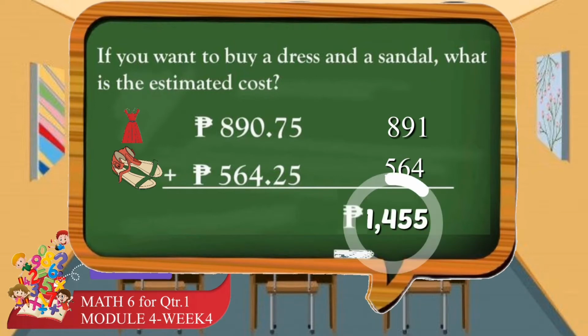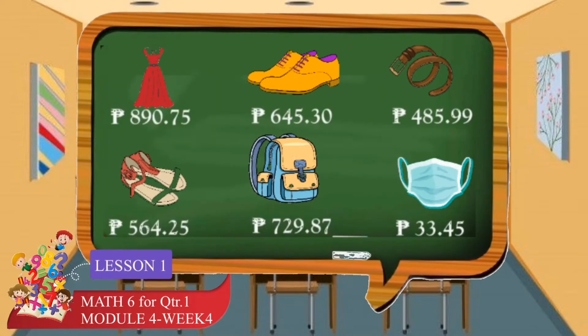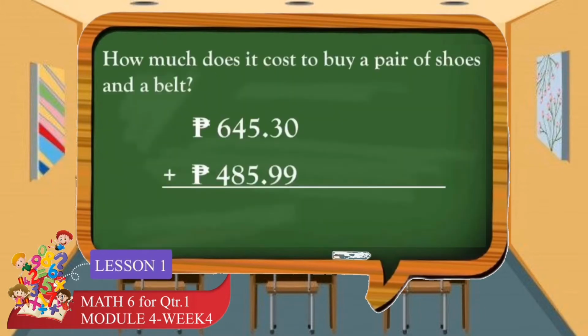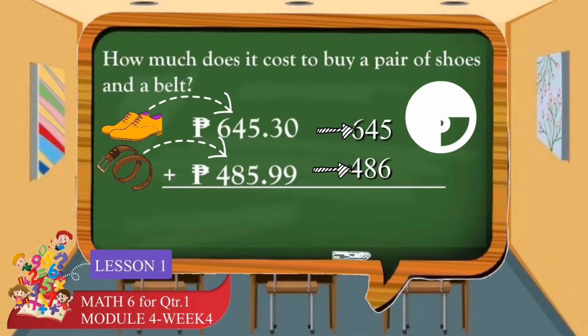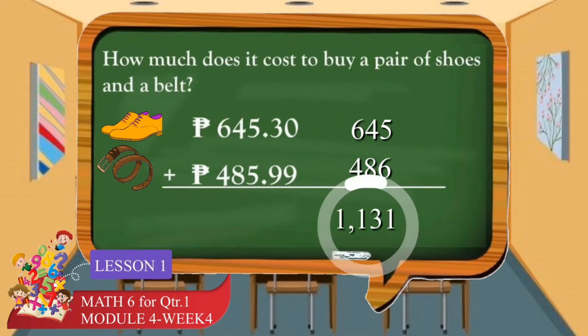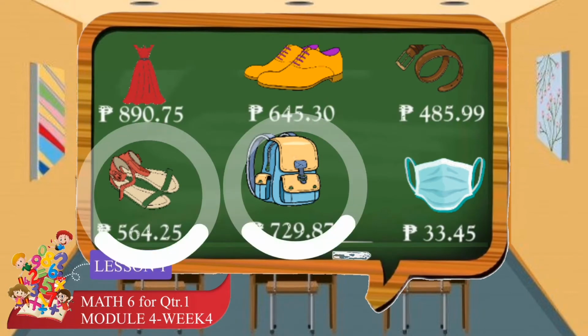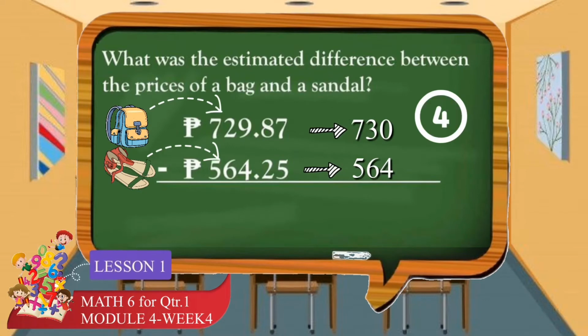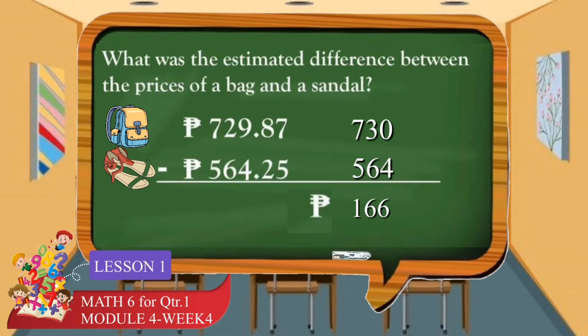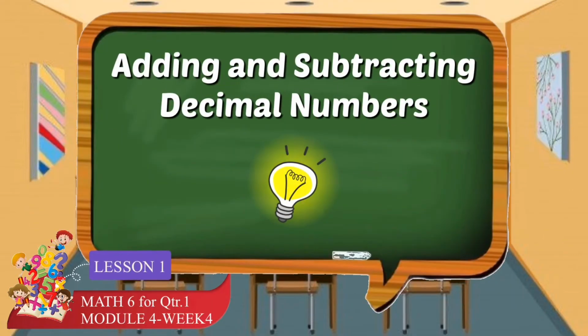Right, it's 1,455 pesos. How much does it cost to buy a pair of shoes and a belt? Right, it's 1,131 pesos. What is the estimated difference between the prices of a bag and a pair of sandals? Right, it's 166 pesos. Now, let's proceed to our lesson proper, adding and subtracting decimal numbers.